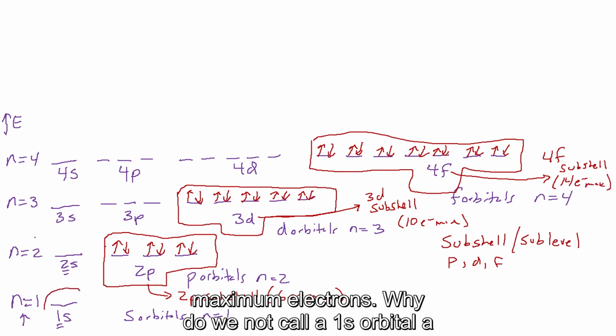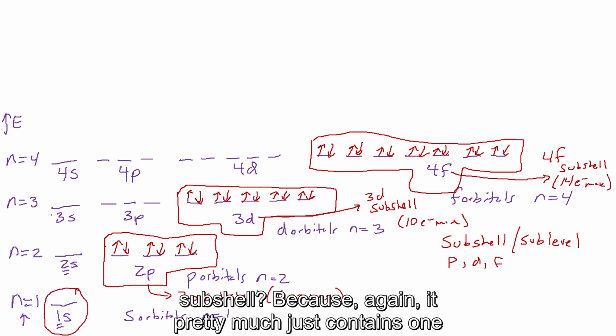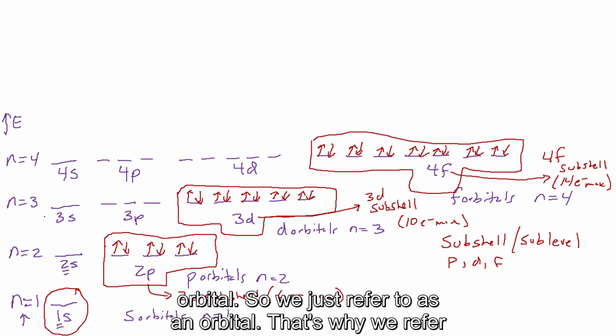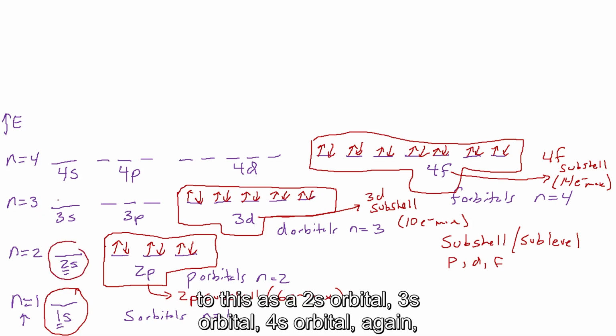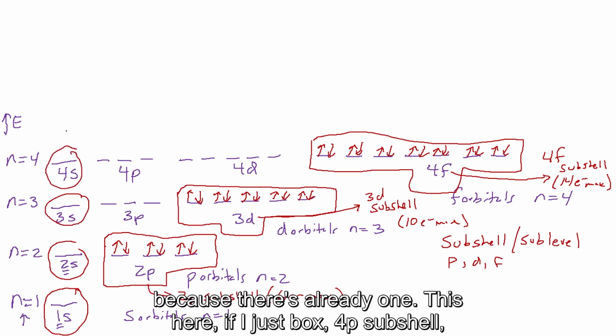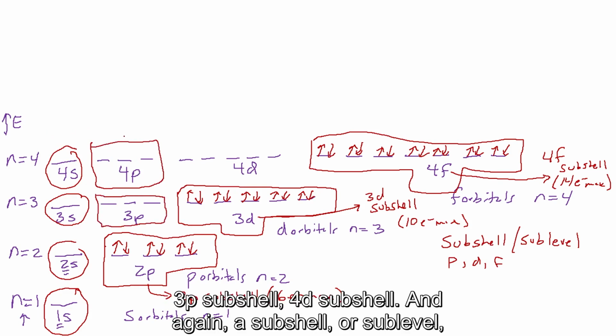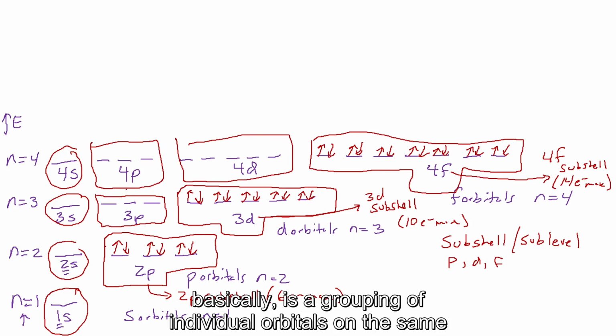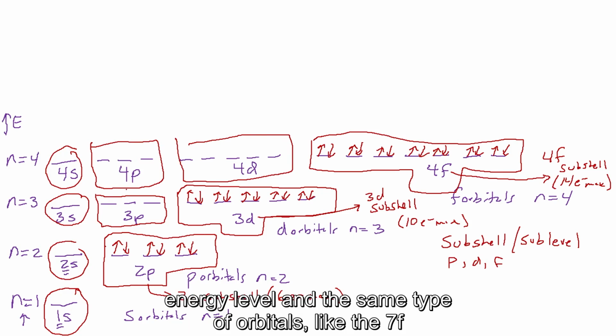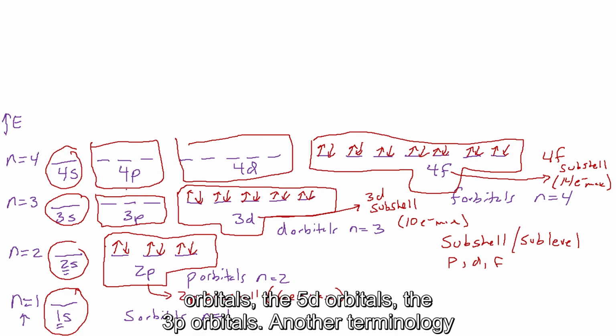Why do we not call a 1s orbital a subshell? Because again, it pretty much just contains 1 orbital. So we just refer to it as an orbital. That's why we refer to this as a 2s orbital, 3s orbital, 4s orbital, again, because there's only 1. This here, if I just box 4p subshell, 3p subshell, 4d subshell, and again, a subshell or sublevel basically is a grouping of individual orbitals on the same energy level and the same type of orbitals, like the 7 f orbitals, the 5 d orbitals, the 3 p orbitals.